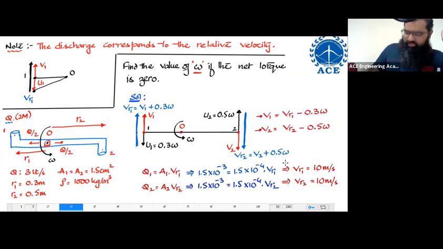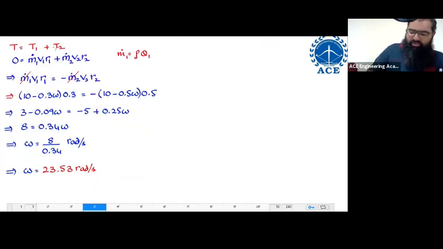Once I have all these things, then my problem actually starts from here. The problem is only this big. Then I'm going to write the equation of torque. Once I write the equation of torque, the only unknown over here comes out to be omega. I can then find the value of omega.